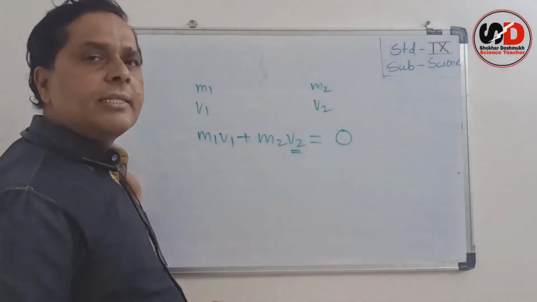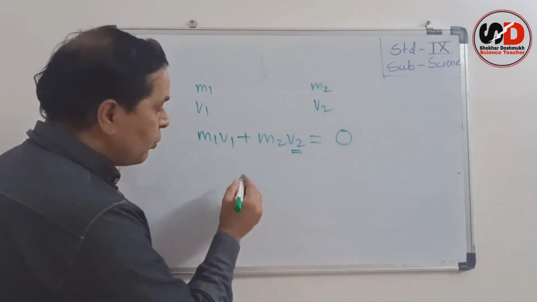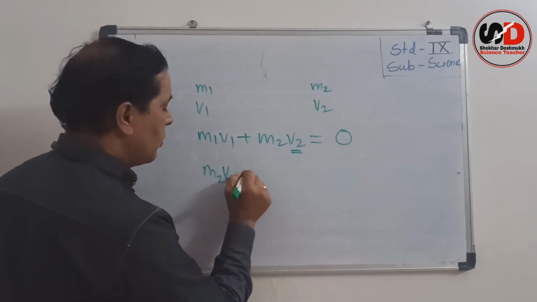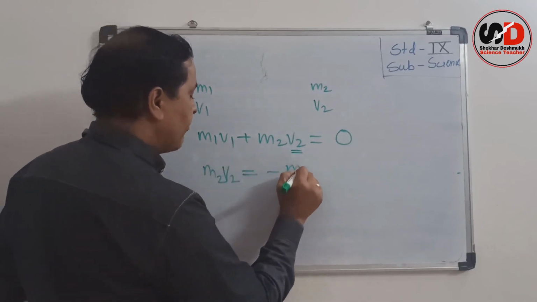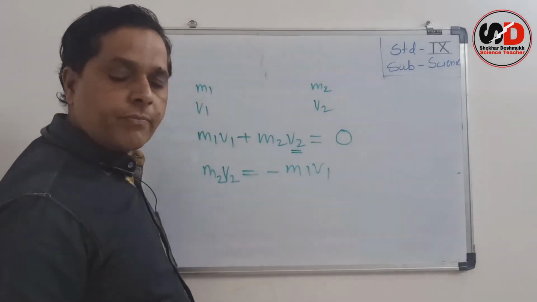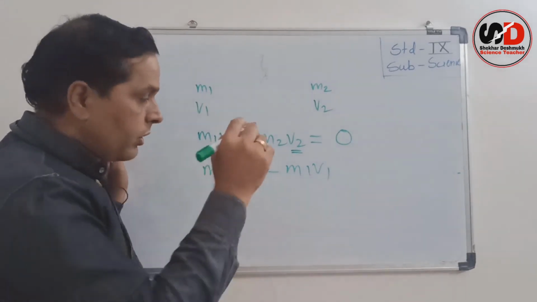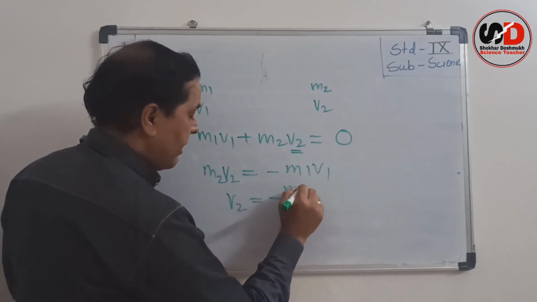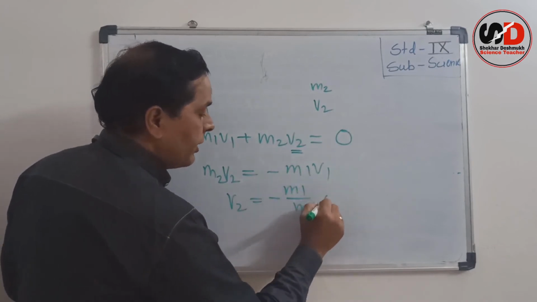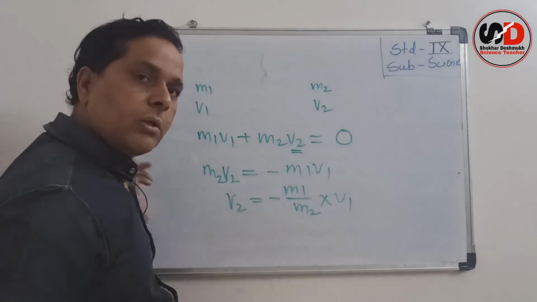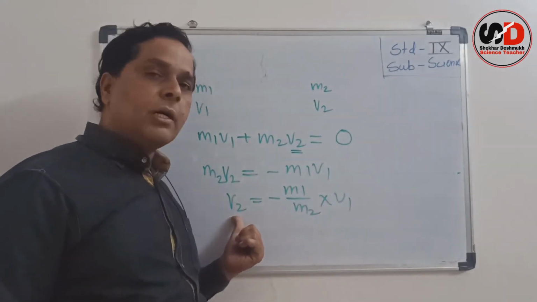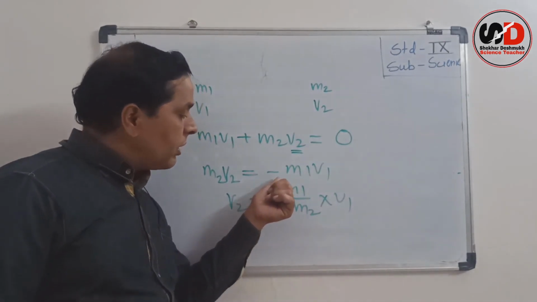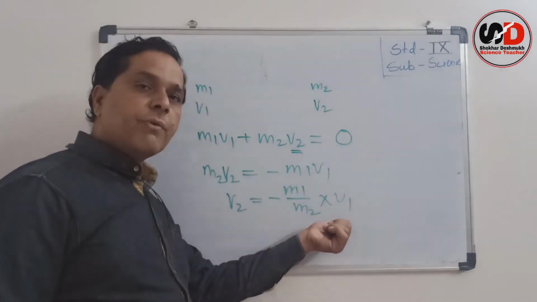So calculate what is v2 here. v2 calculate करायचं असेल आपल्याला, कसं करणार आपण? So v2 is equal to, suppose m2 v2 is equal to minus m1 v1. So it is equal to v2 is equal to minus m1 upon m2 into v1. So velocity of gun, we get it is negative m1 upon m2 into v1.